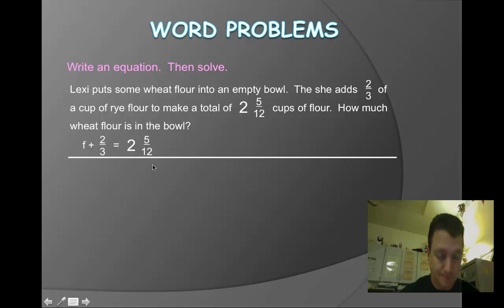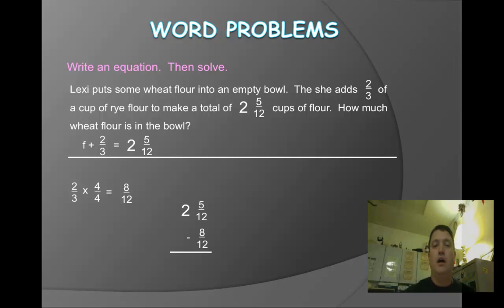To do that, first thing I need is a common denominator, because that's not going to help me at all without it. And since I cannot reduce 5/12, I'm going to have to multiply the other one into 12ths. So I just multiply the numerator and denominator times 4. Gives me 8/12. I'm ready to rock and roll now.